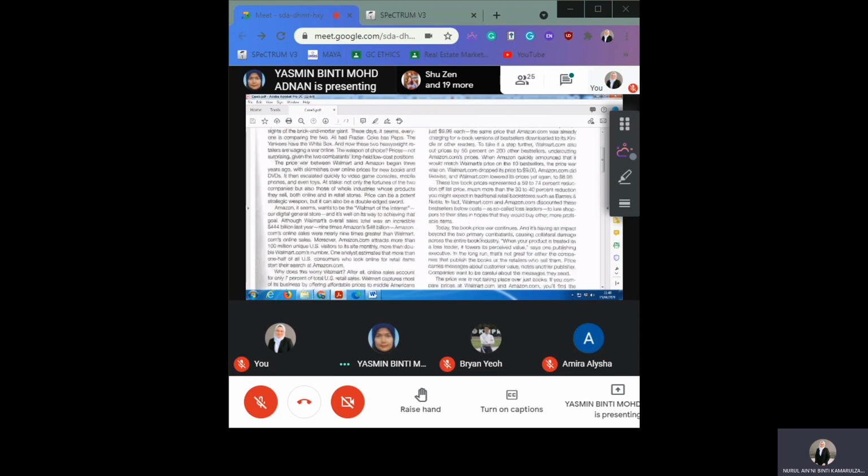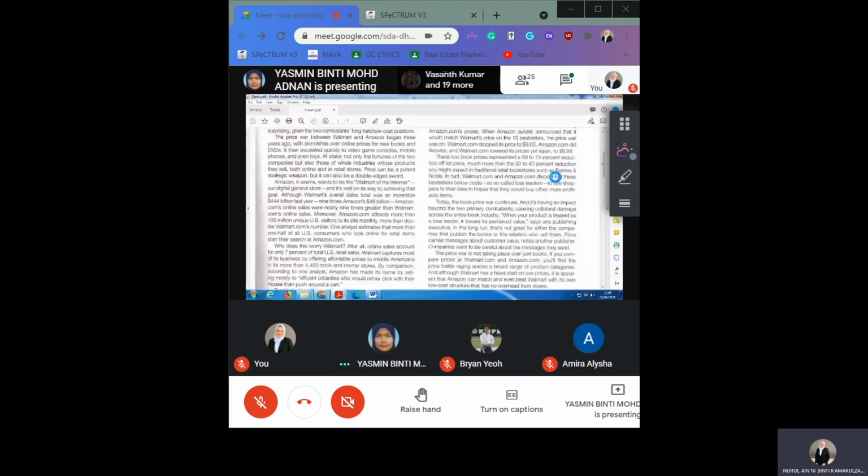These low book prices represented a 59% reduction of list price, much more than the 30 to 40% reduction you might expect in traditional retail bookstores, such as Barnes & Noble. In fact, Walmart.com and Amazon.com discounted these bestsellers below cost as so-called loss leaders to lure shoppers to their sites in hopes that they would buy other more profitable items.